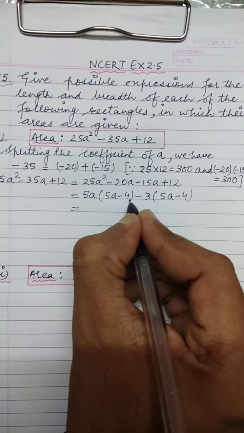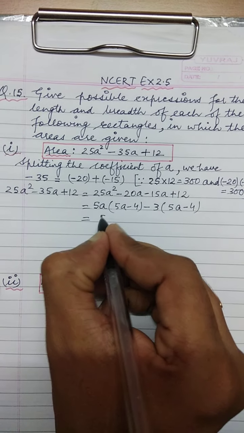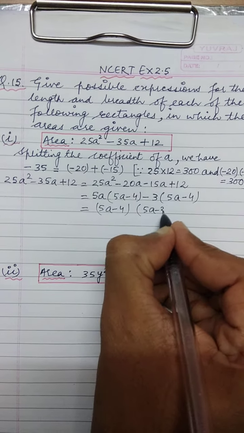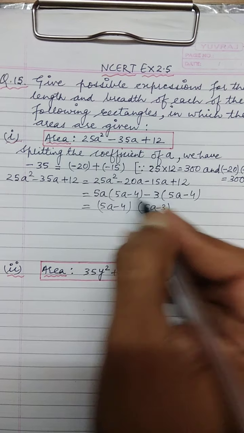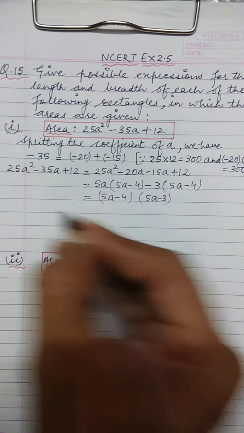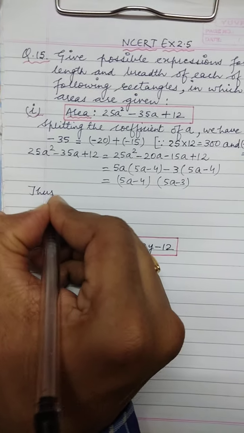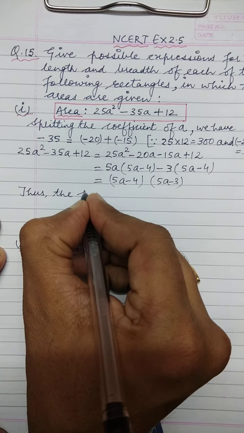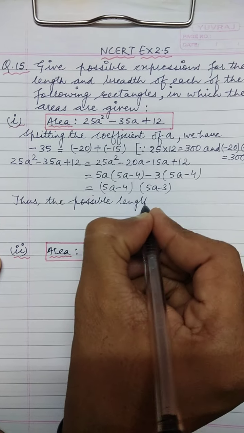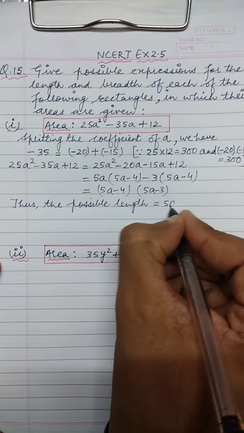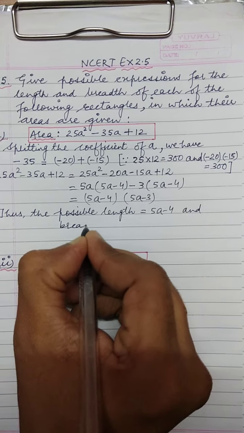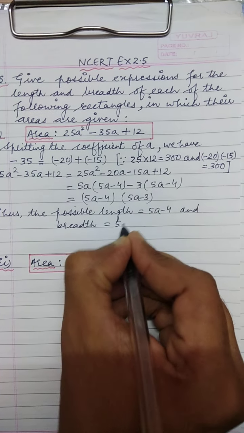So we see that 5a minus 4 is common here. So we take 5a minus 4 as common. Now we will get 5a minus 3 as the second factor. Since it is a quadratic polynomial, that's why we are getting two factors. Now we can write that thus the possible length can be 5a minus 4 and breadth can be 5a minus 3.